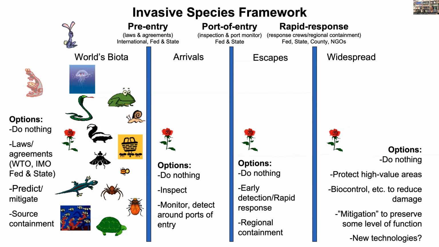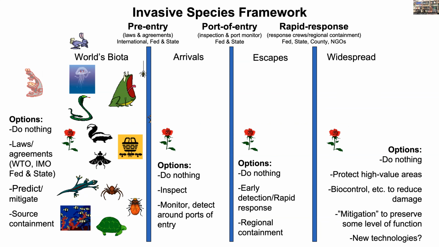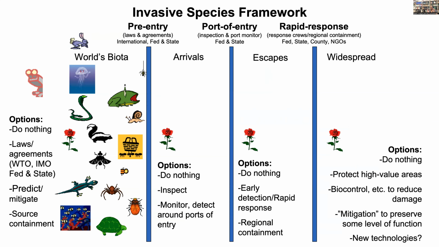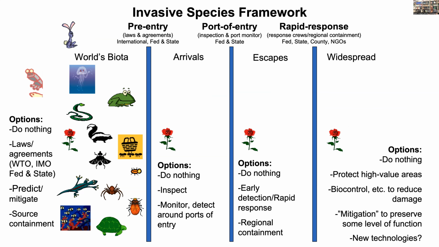International laws and agreements are things like the World Trade Organization, which has mechanisms where you can potentially keep things out or keep things in. Everybody keeps their own species except for the trade things. And for the ocean part, that's the International Maritime Organization, the IMO. So those are the two primary world level groups. We also have federal and state regulations that can keep things out.